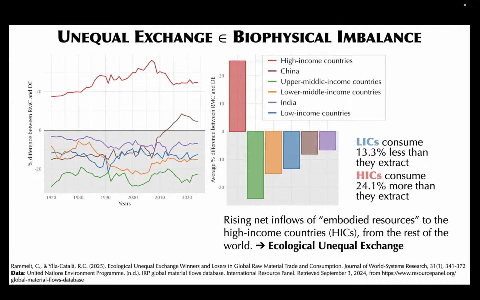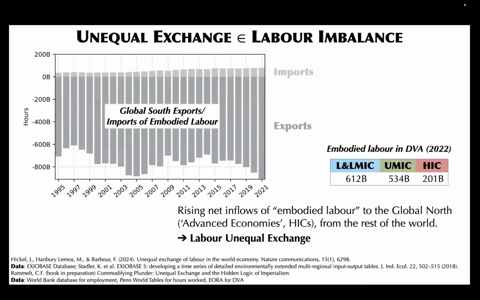And you could say, okay, this is, from a purely biophysical material perspective, the imbalance that ecological unequal exchange tries to show, the purely ecological material-based unequal exchange. So we have a financial one, we have a biophysical imbalance, and now we get to the labor imbalance. This is a paper from Jason Hickel and his colleagues that came out recently that looks at the labor time that has been devoted to produce these export goods and services, and where they are flowing from.